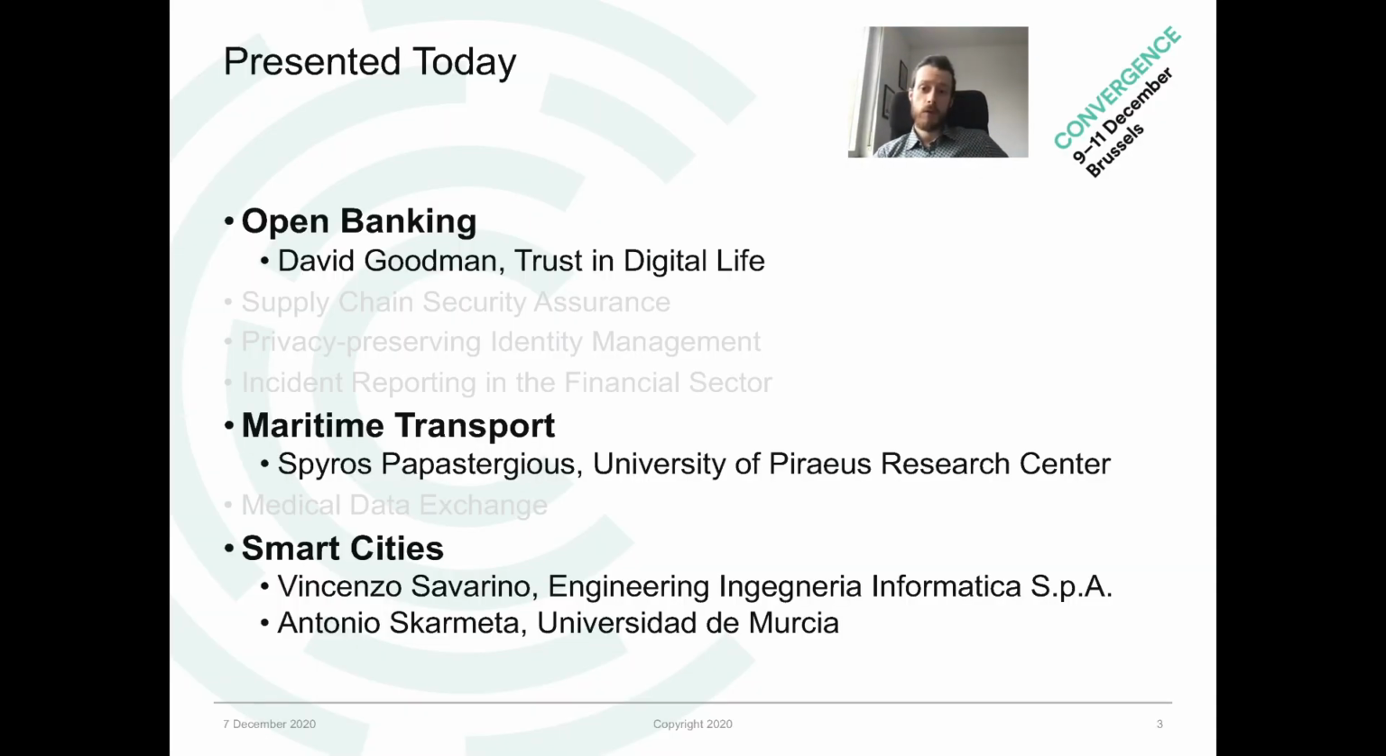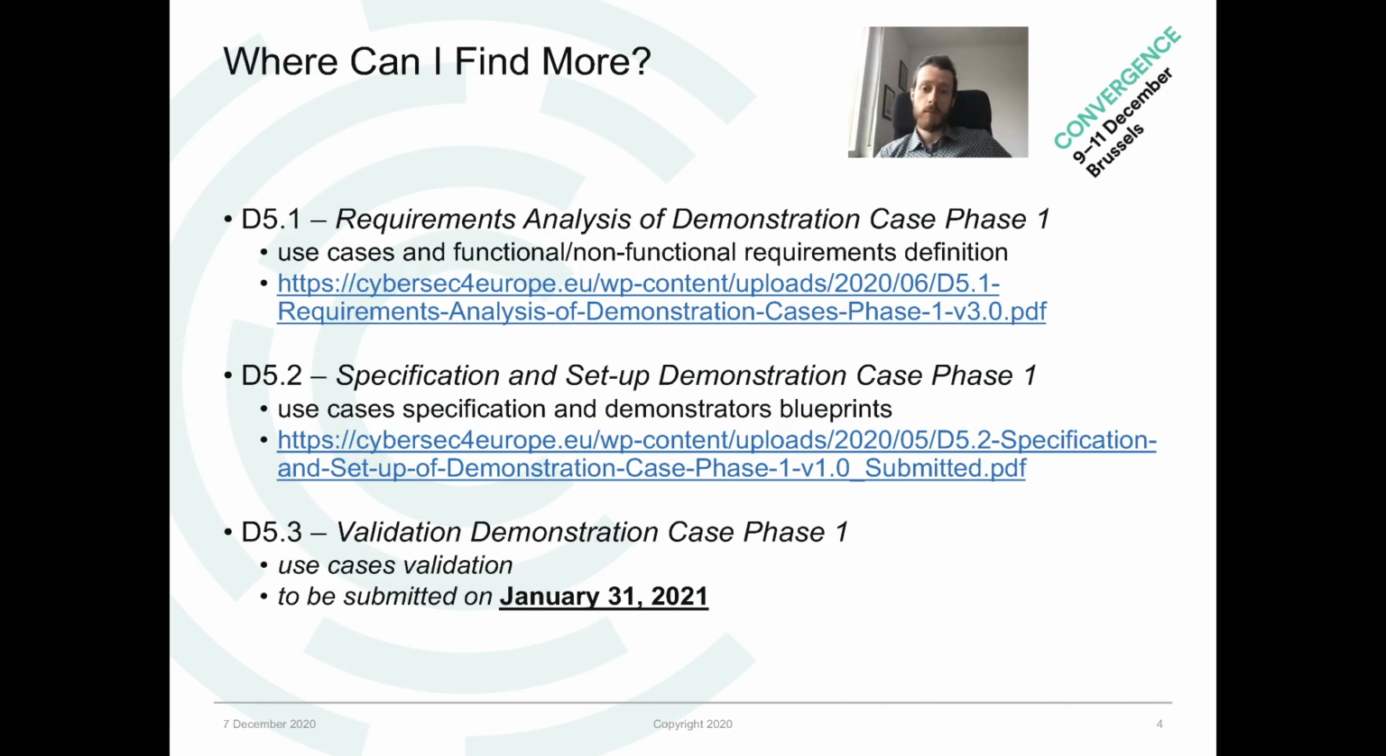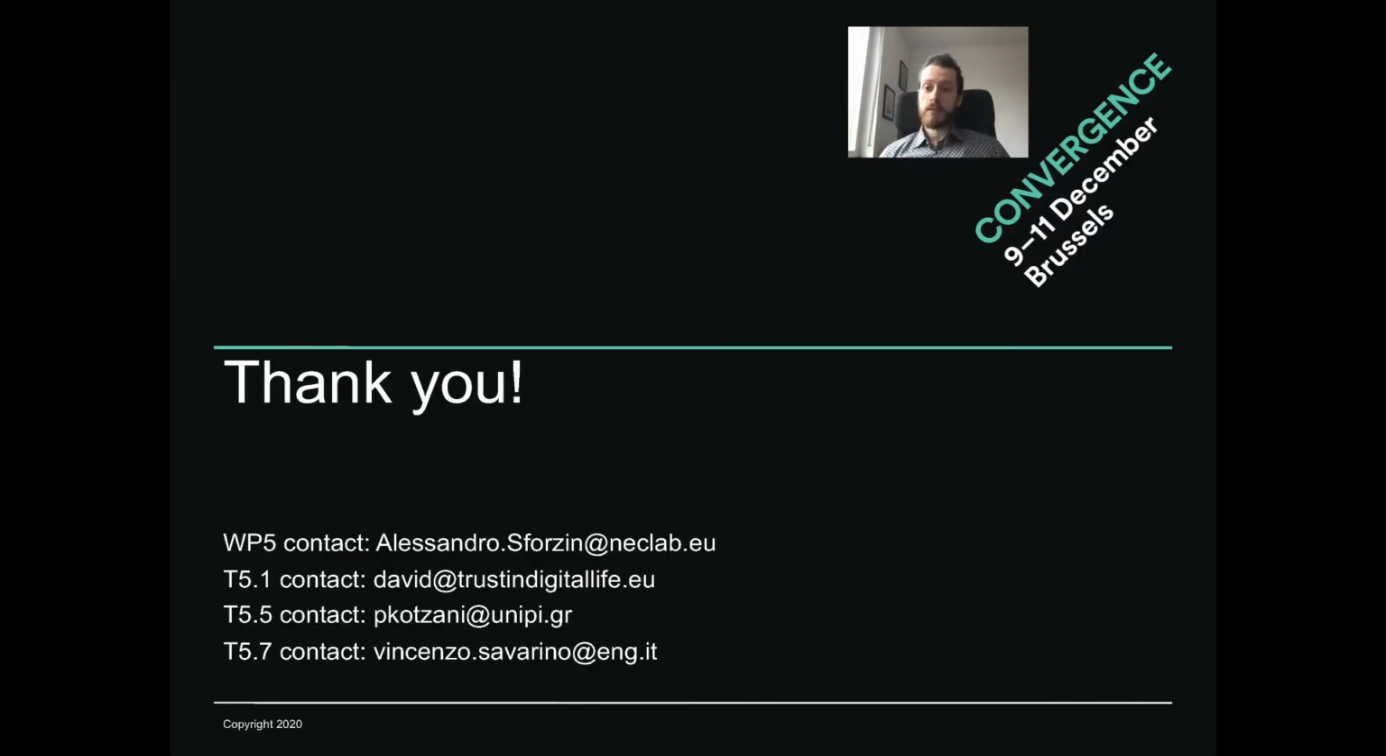If anyone in the audience wants more information about what we discussed today, we have two deliverables from our work package, D5.1 and D5.2, which are already on the CyberSec4Europe website. They list all the use cases and their requirements, plus the demonstration blueprints, so what the demonstrations will look like and how they will work, which is part of what you heard about today. Our next deliverable will be due at the end of January, in which we will present our validation of the first prototype.